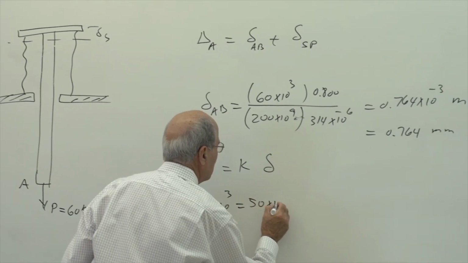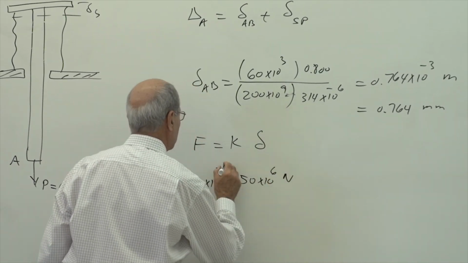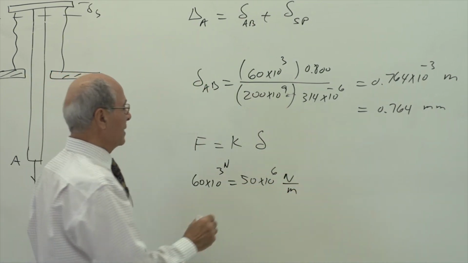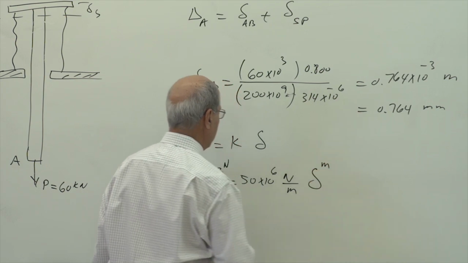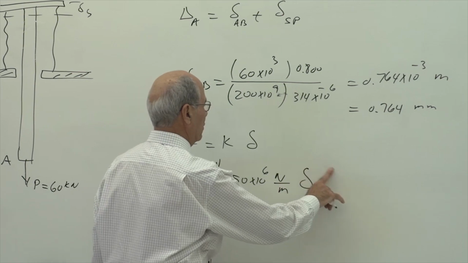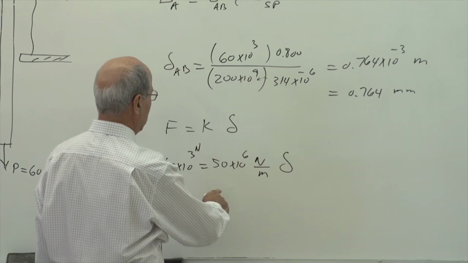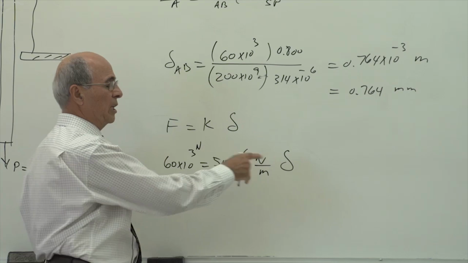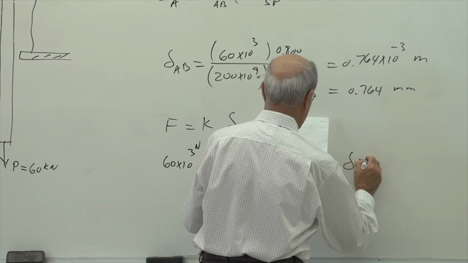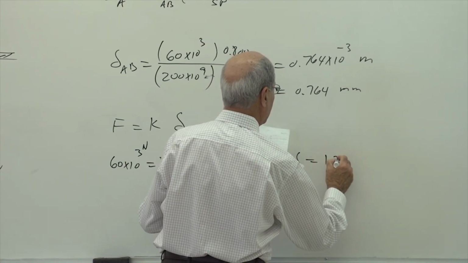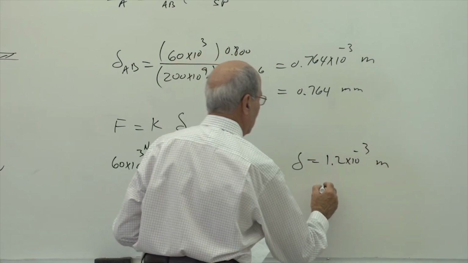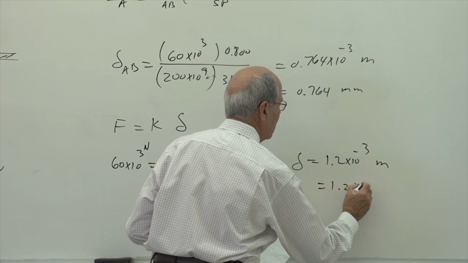50 times 10 to the power of 6 Newton. Let's put the unit again: Newton per meter, yes or no? And then delta will be in meter. So as you see, Newton and Newton drop out, so delta will be in meter. To calculate delta from this equation, delta becomes equal to 1.2 times 10 to the power of minus 3 meter, or equal to 1.2 millimeter.